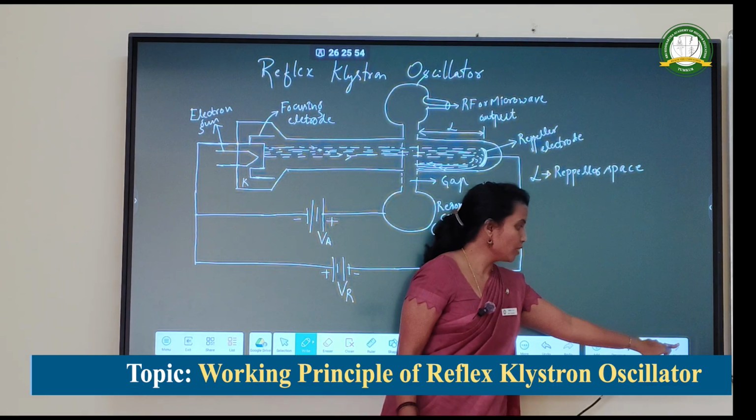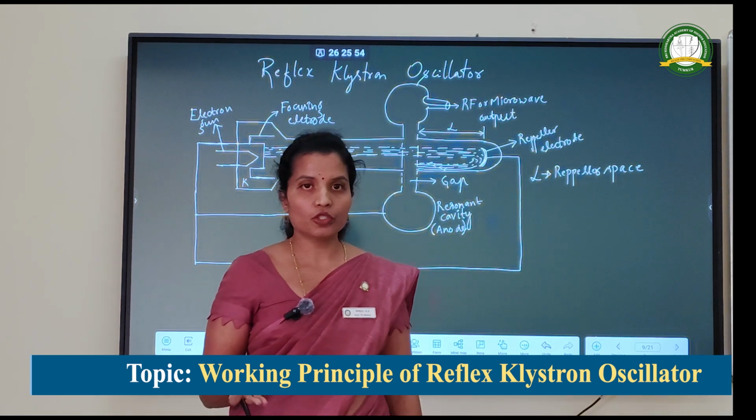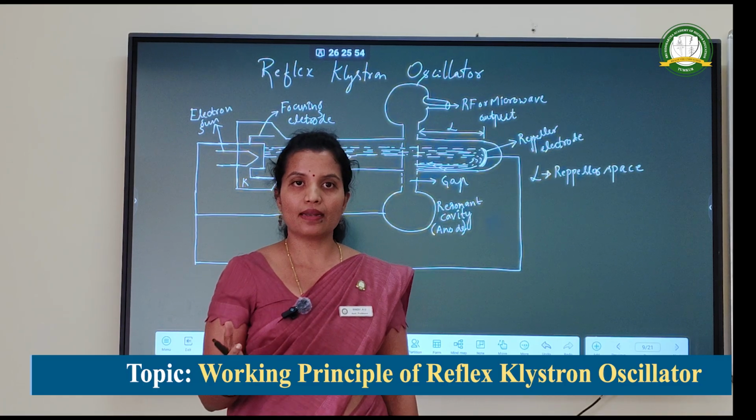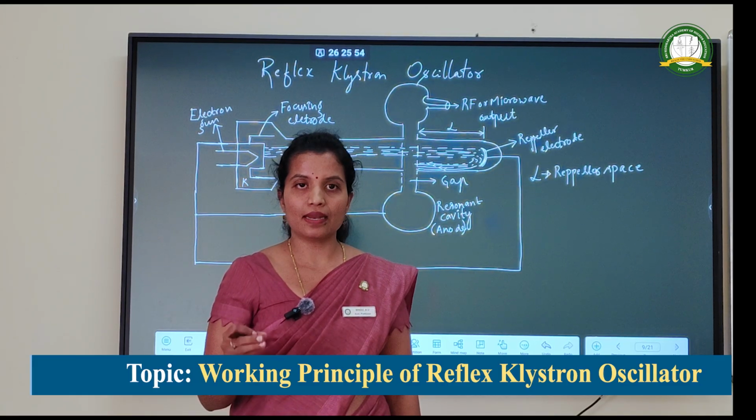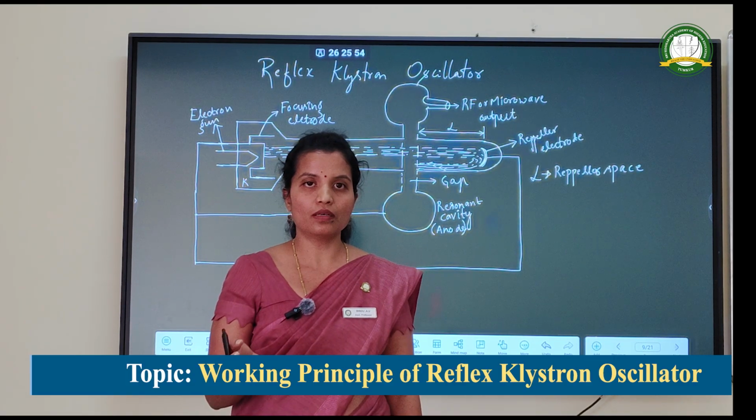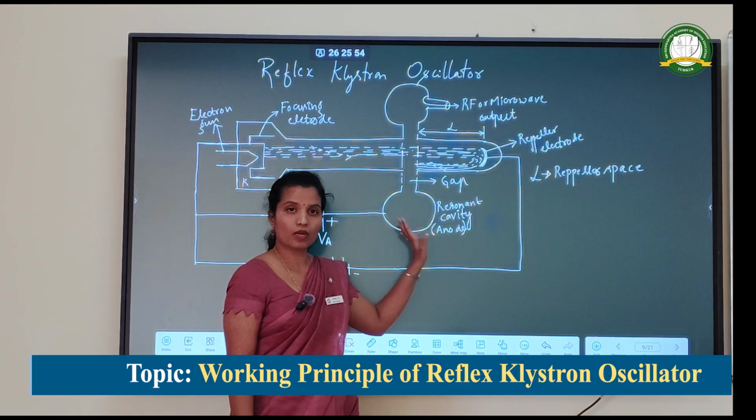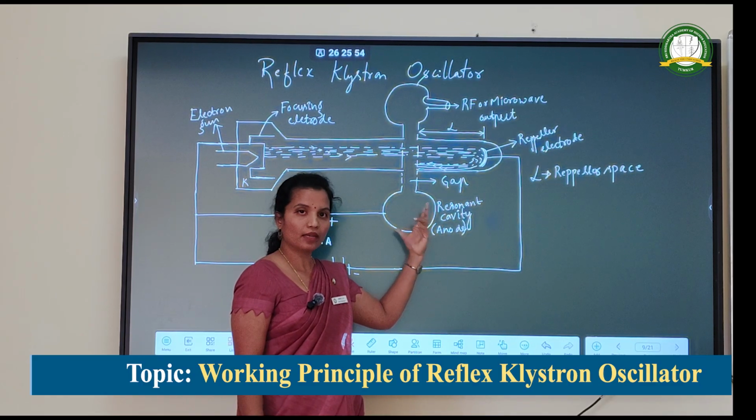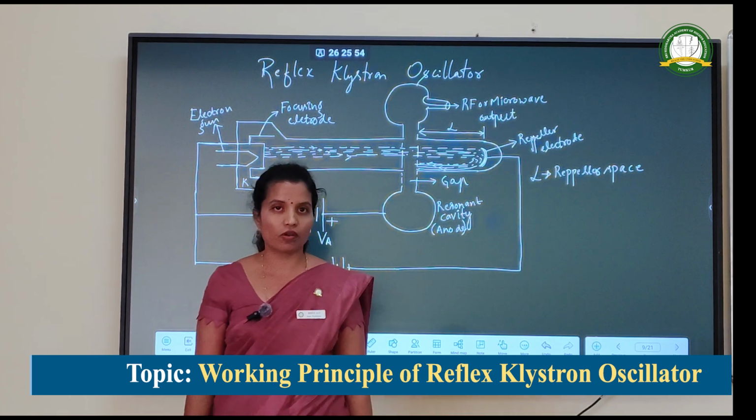When there is a balance between the power loss and the power absorbed, the kinetic energy lost by the electrons will be absorbed by the RF noise. When they are getting accelerated, they will be absorbing the energy, and when they are getting decelerated, they will be releasing the energy. When there is a balance between the lost and acquired energy, steady state oscillations will be produced, and those oscillations will be in the microwave frequency range, and thus the microwave oscillations are produced. So this is the working of the reflex klystron oscillator.